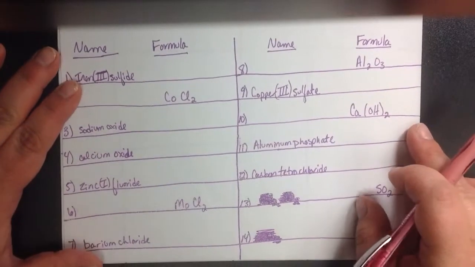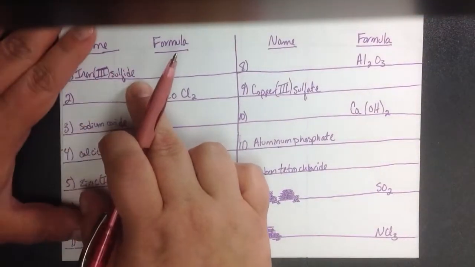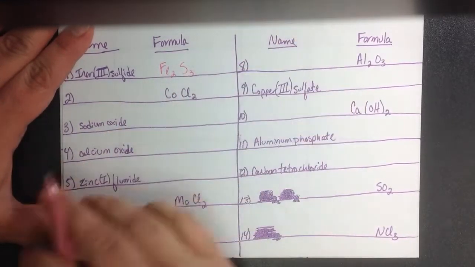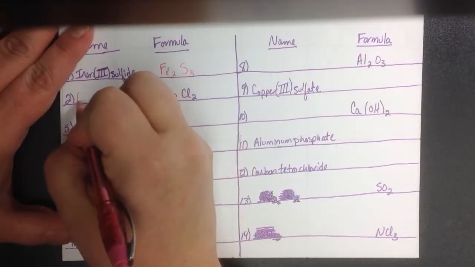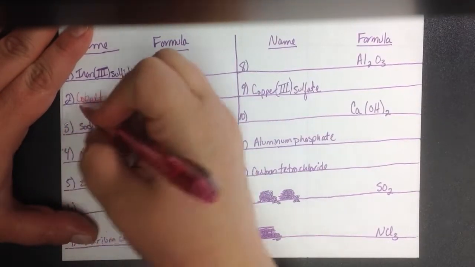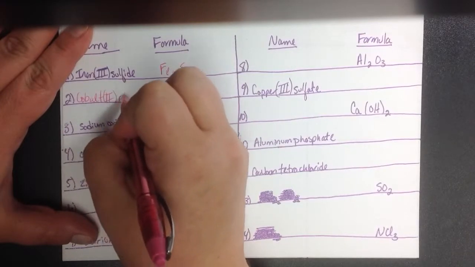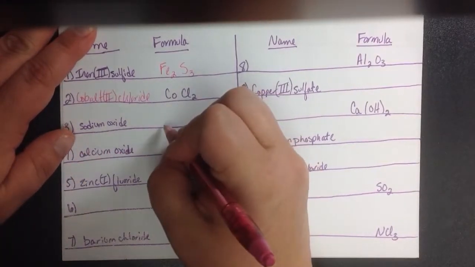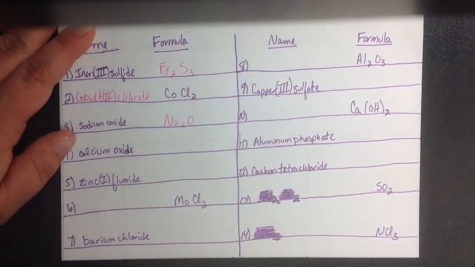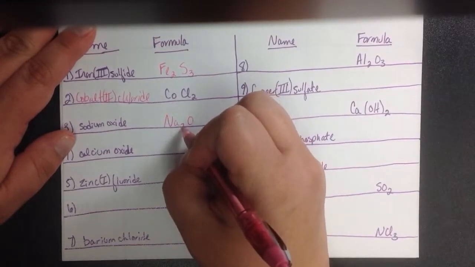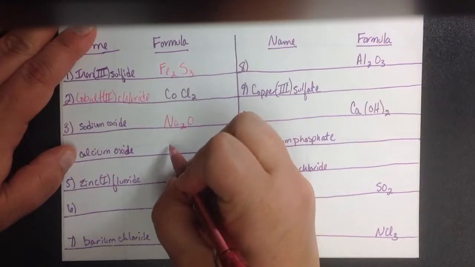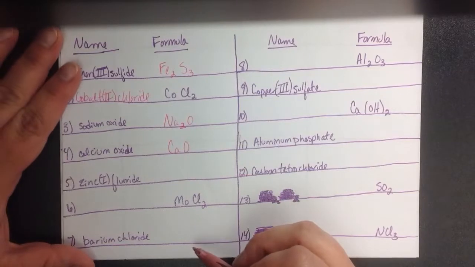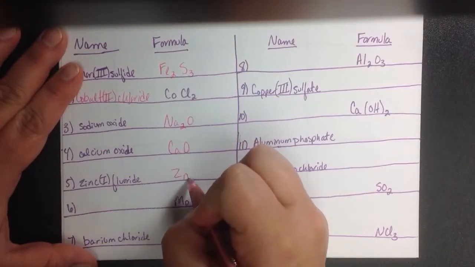Okay, next section. Iron 3 sulfide should be Fe2S3. This is cobalt 2 chloride. Sodium oxide would be Na2O. It's a subscript of a 2 there. Calcium oxide would simply be CaO, because the plus 2 and the minus 2 cancel out. Zinc 1 fluoride is simply ZnF.